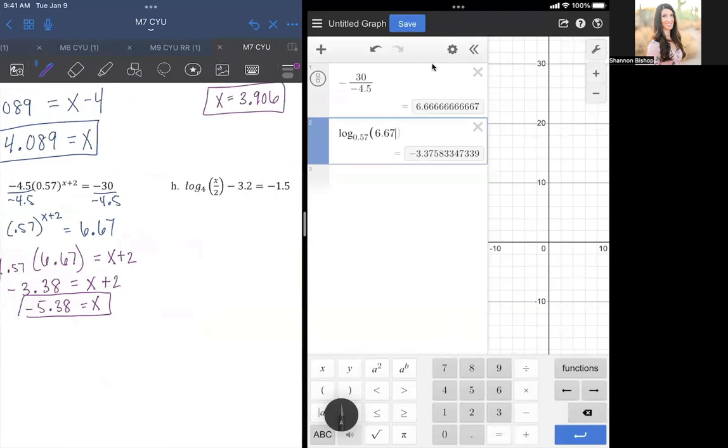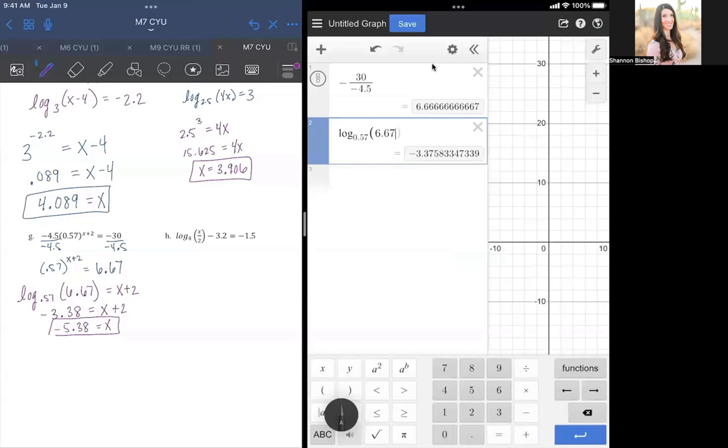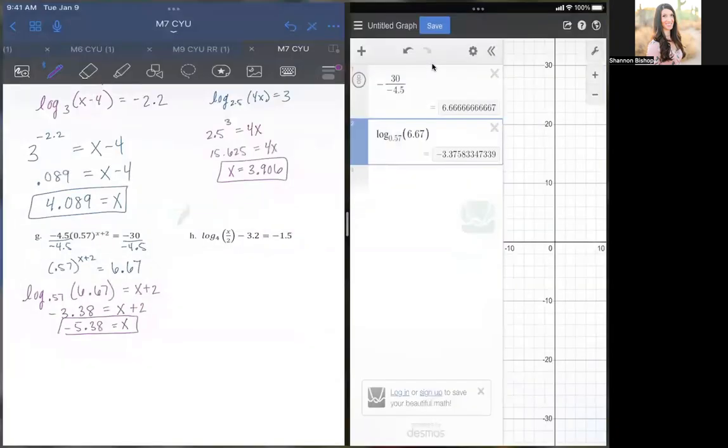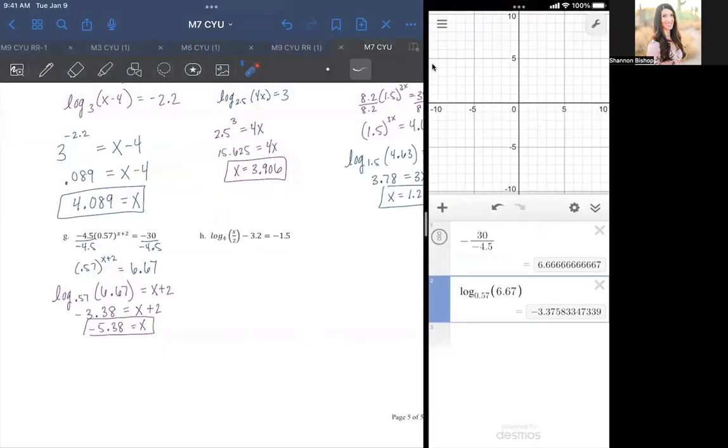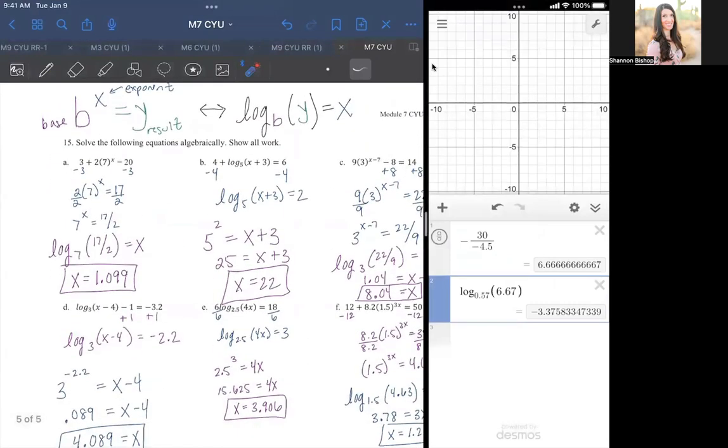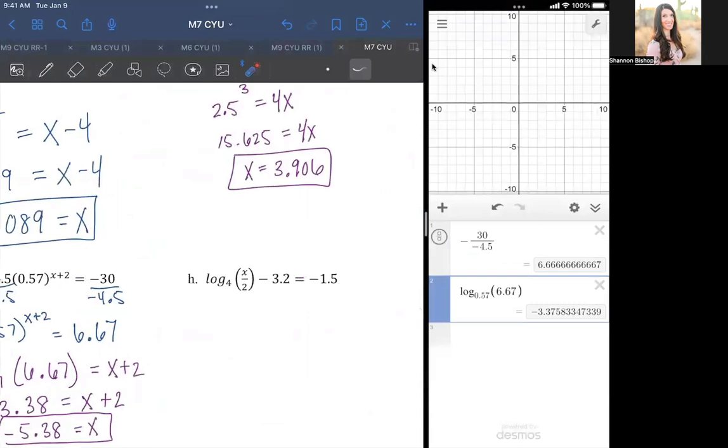All right, last but not least, here we go. Part H. All right, notice that part H is already presented in logarithm form. So eventually we're going to invert it to an exponential. But first, let's make sure we have bases, powers, and results. This negative 3.2, she is none of the above. She's neither a base nor a power nor a result. So we're going to add 3.2 to both sides.